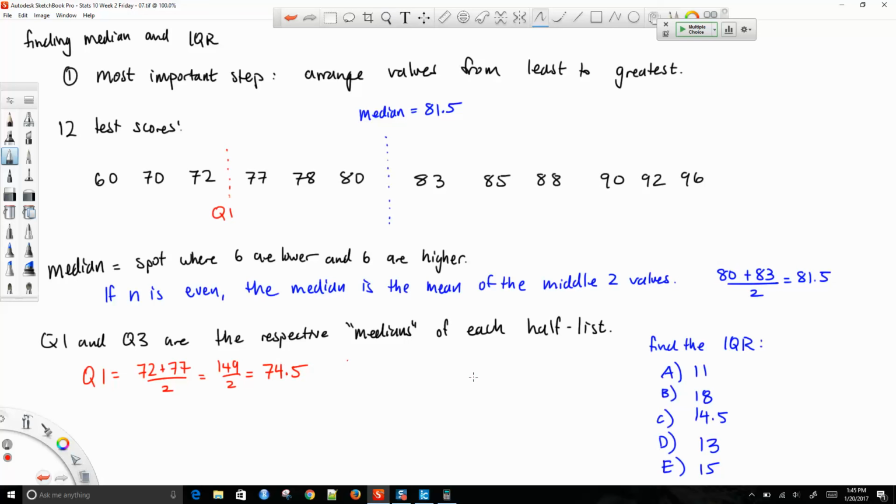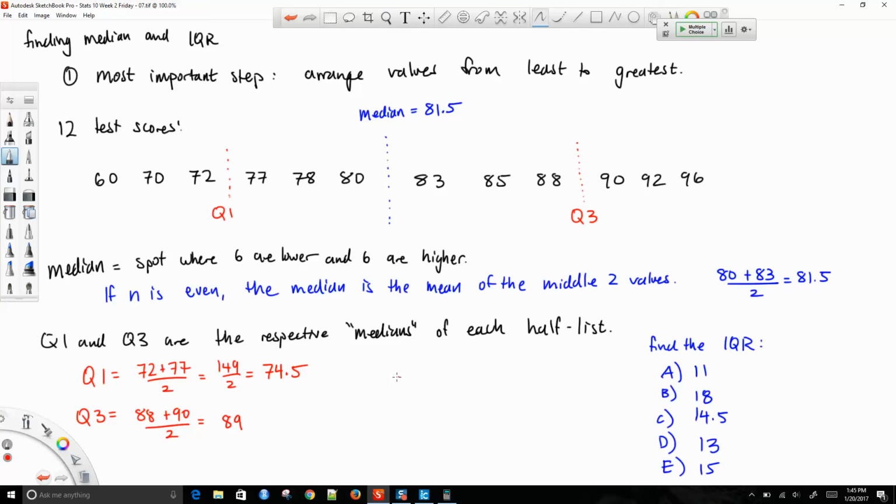That's our Q1. Q3, I've got 6 numbers up here. I want to find the, quote, median of those 6 numbers. So I'm going to split this in half, and I'm going to put Q3 right here. Okay, so Q3 will be the mean of 88 and 90. We're going to divide by 2, and this will just give me 89.